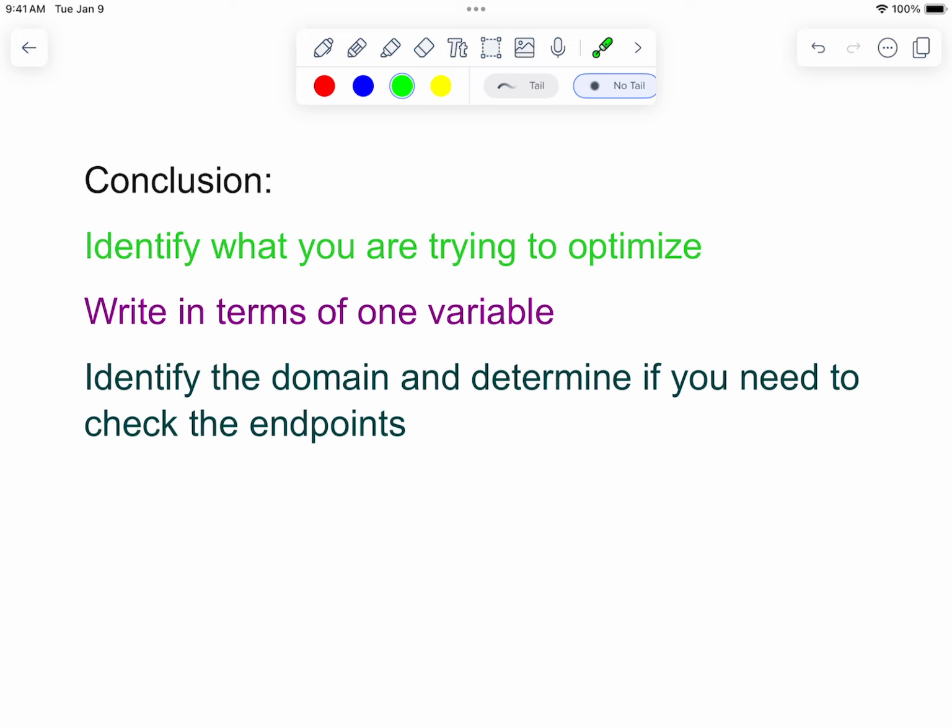All right. So, conclusion. Identify what you're trying to optimize. Write it in terms of one variable. Identify the domain and determine if you need to check the endpoints.